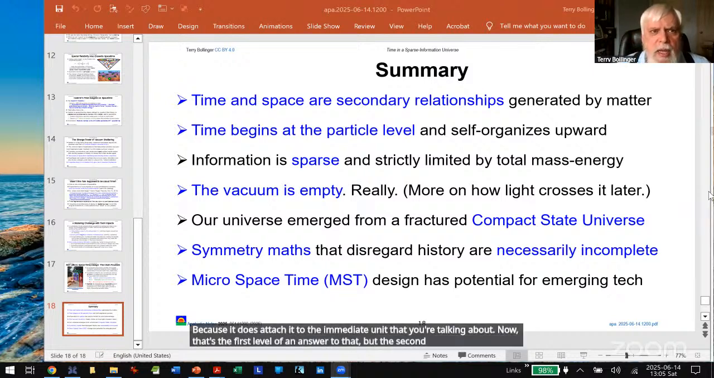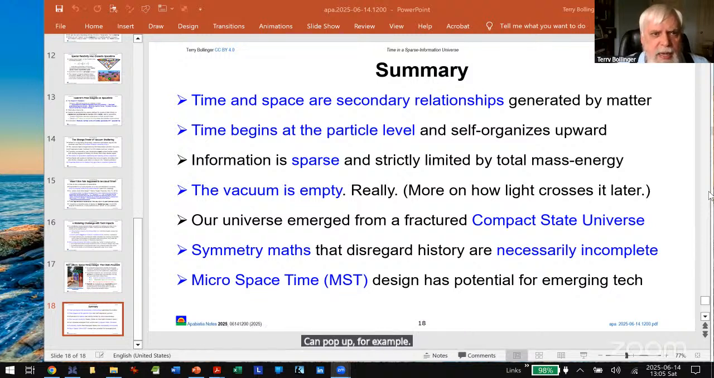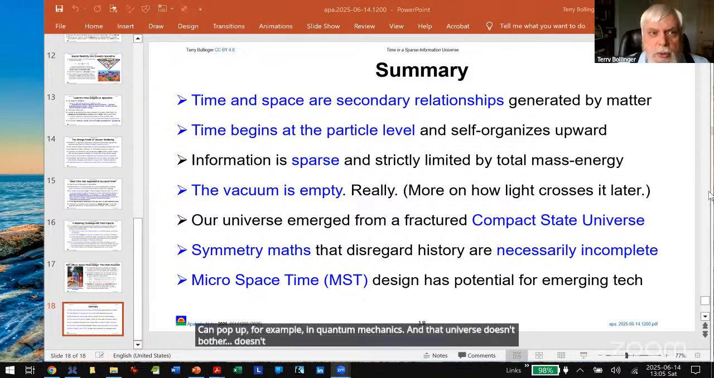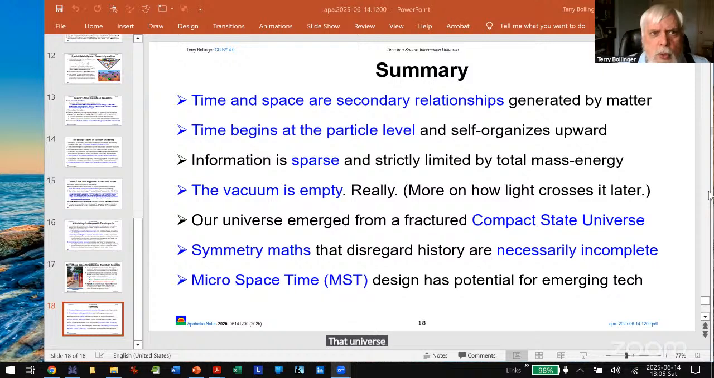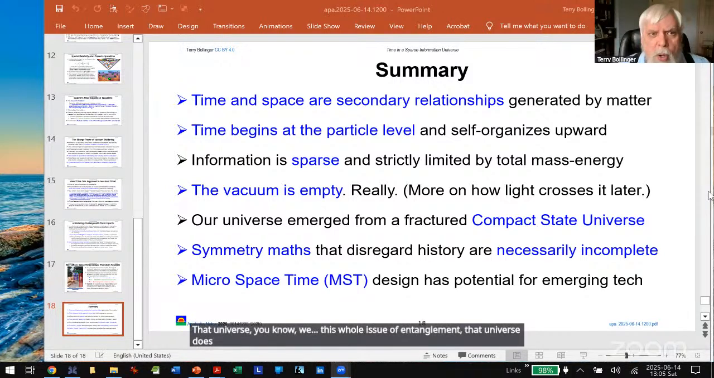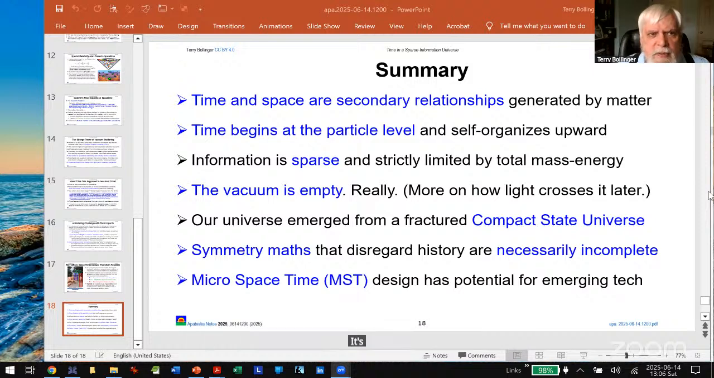But the second level, I think, gets much more interesting, because I keep talking about this compact state universe and how it can pop up, for example, in quantum mechanics. And that universe doesn't obey those rules. That universe, this is the whole issue of entanglement. That universe does violate, in some sense, what we would think of as the speed of light. But the catch that's been known for a century now is that the violations do not involve information. It's when you get into the information, which is the fabric of the classical universe, you get this incredibly severe speed of light limit.